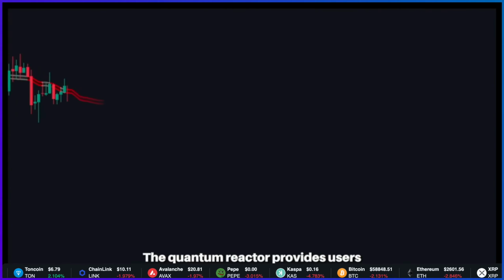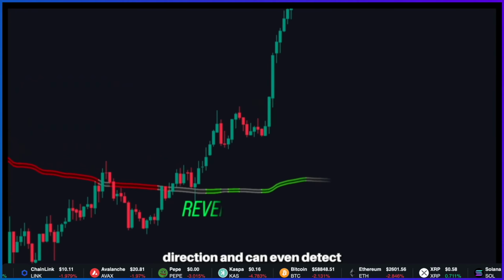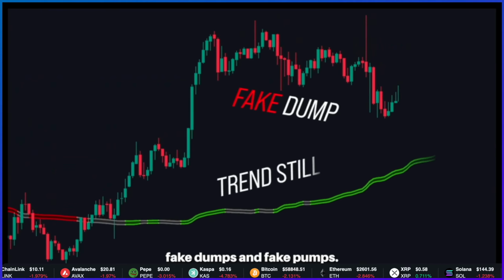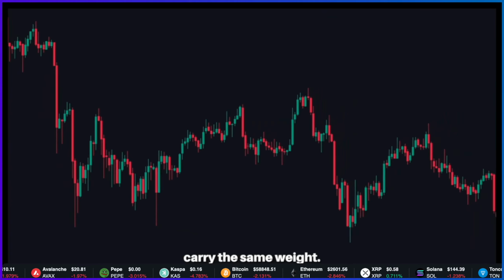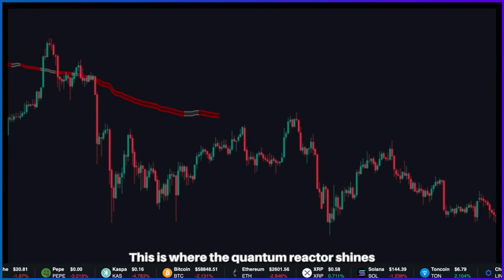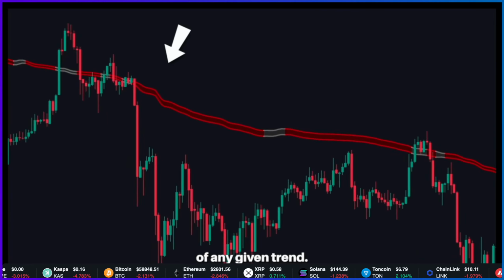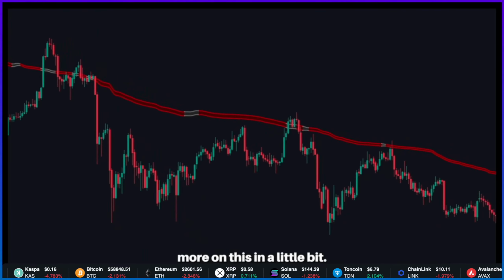The Quantum Reactor provides users with invaluable insights on market direction and can even detect fake dumps and fake pumps. Not all market moves carry the same weight. Some are just simply false moves. This is where the Quantum Reactor shines by being able to verify the legitimacy of any given trend. I'll explain more on this in a little bit.